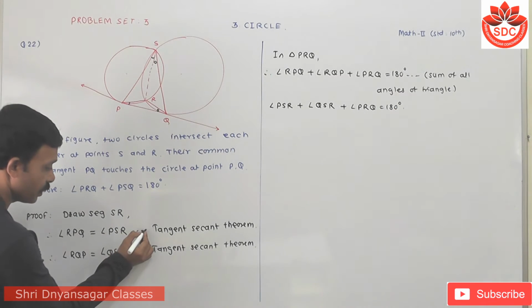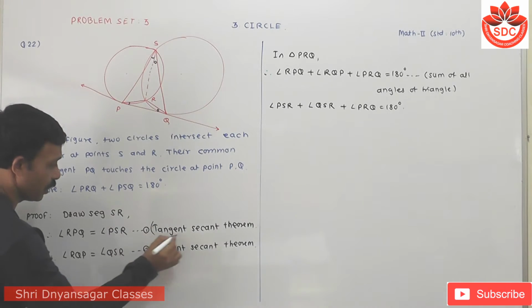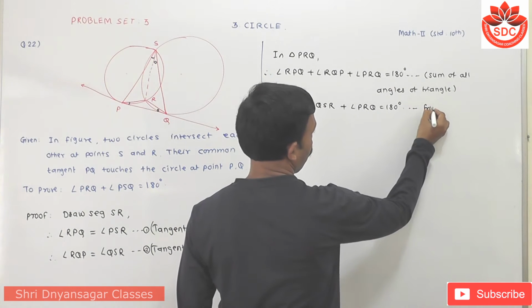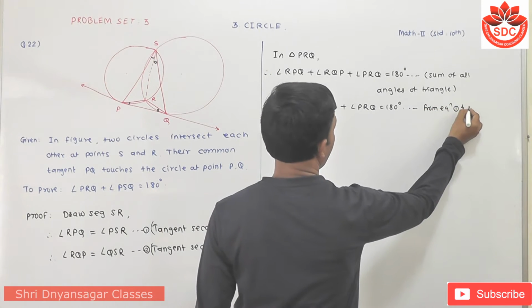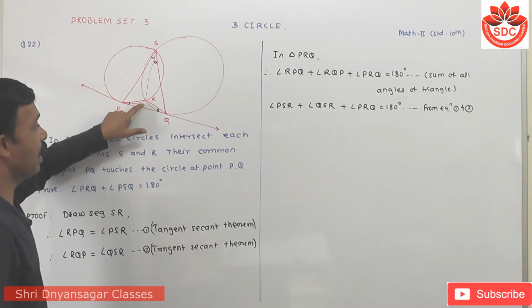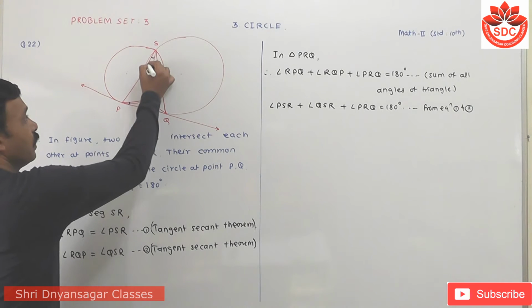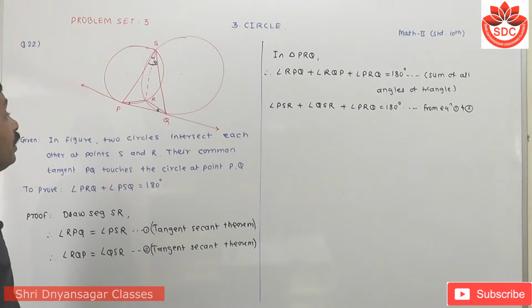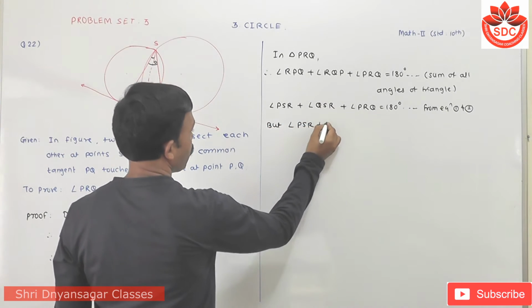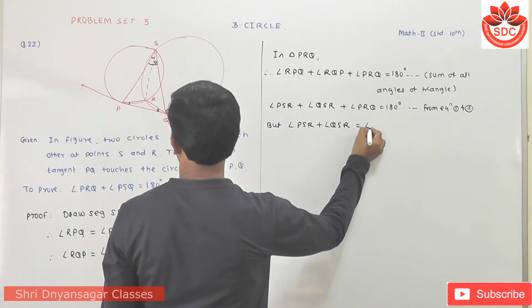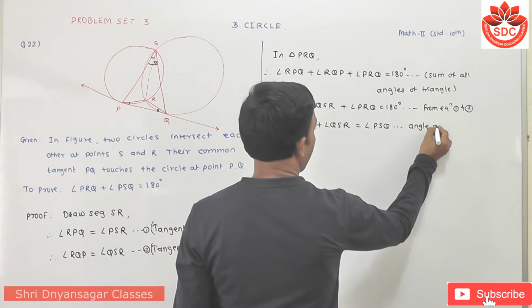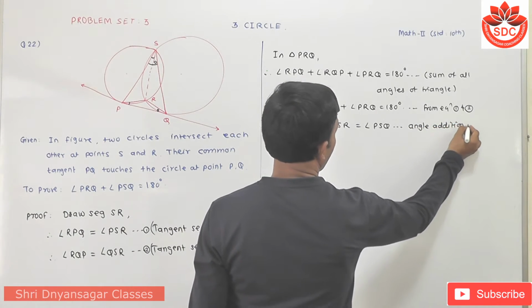Now suppose this is equation number first and this is equation number second. Take this bracket, and write the reason: from equations first and second. Student, look at this figure: PSR plus QSR is equal to this angle PSQ. So I write: angle PSR plus angle QSR is equal to angle PSQ, by the angle addition postulate.